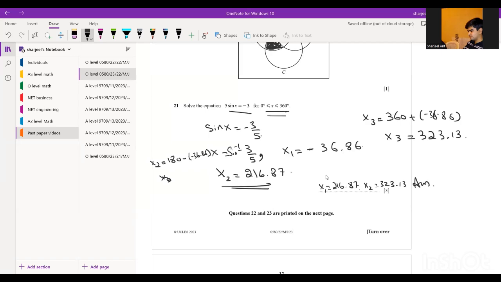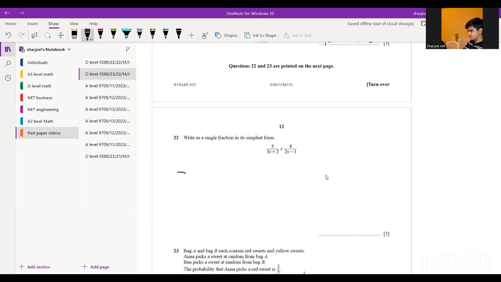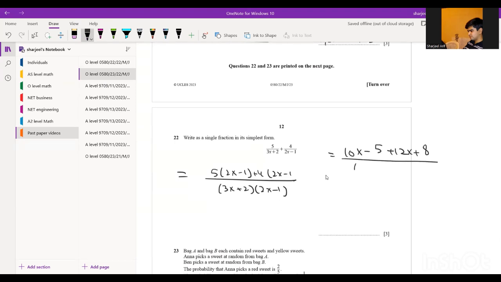That is our answer. For the next question, we have to simplify it. So we have to take the LCM and cross multiply it. We get 10x minus 5 plus 12x plus 8 divided by (3x plus 2) into (2x minus 1). So the final answer will be 22x plus 3 divided by (3x plus 2)(2x minus 1). That is our answer.